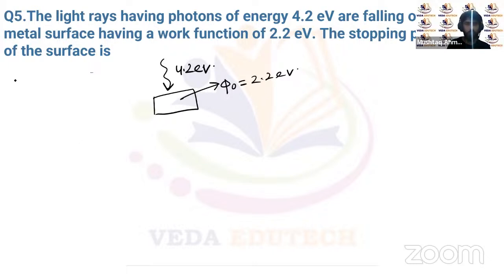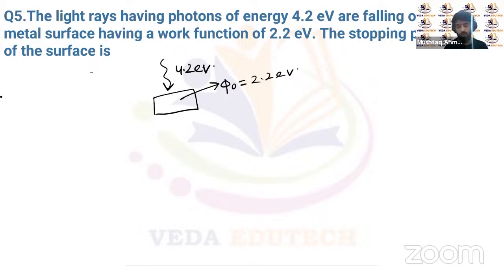So we have to calculate the stopping potential. Stopping potential is actually the reverse potential required so that the electron of maximum kinetic energy stops.